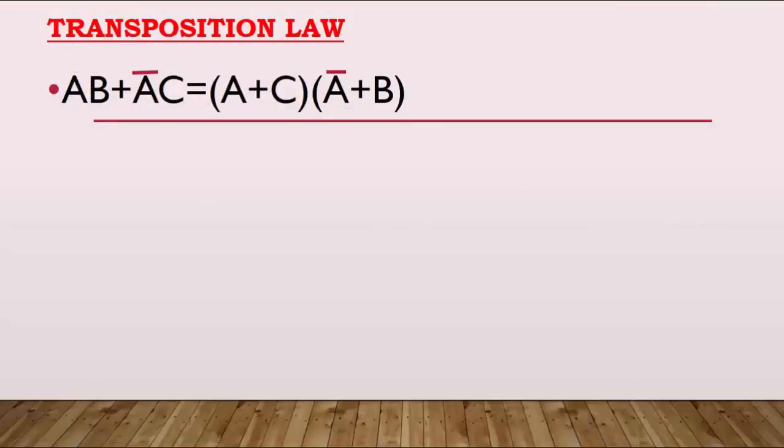Now the transposition law is first and 4 and 2 and 3, so we name it 1, 2, 3 and 4, so you'll get a plus c, a bar plus b.